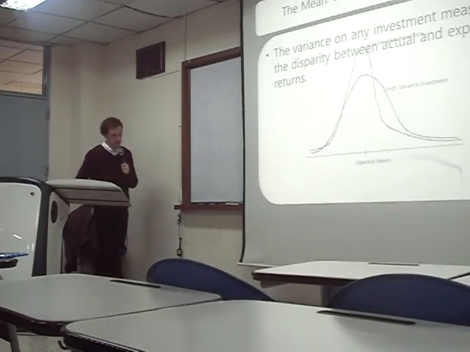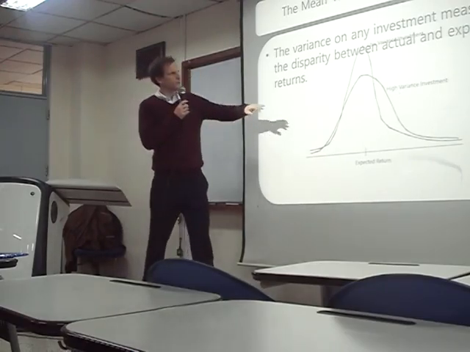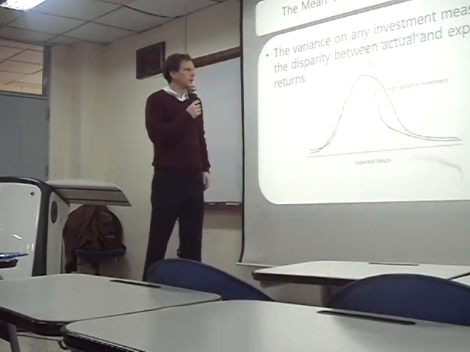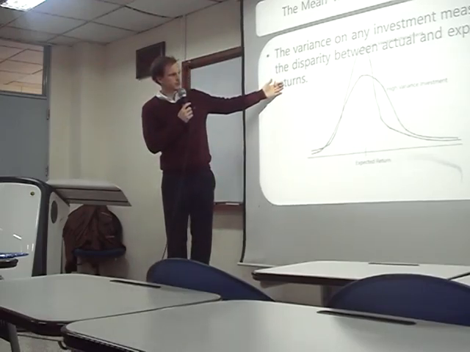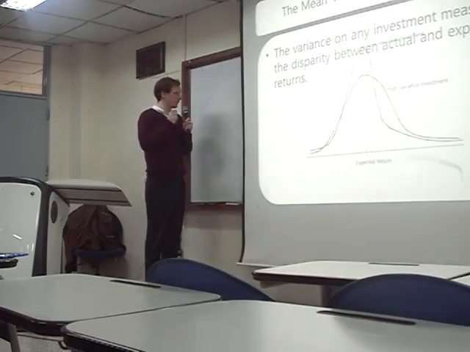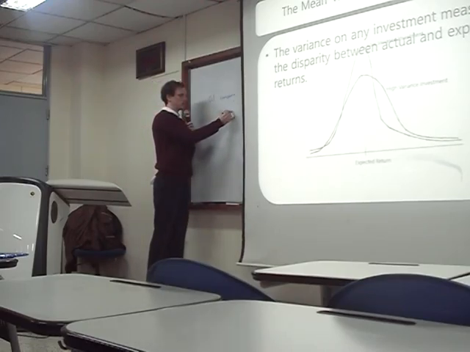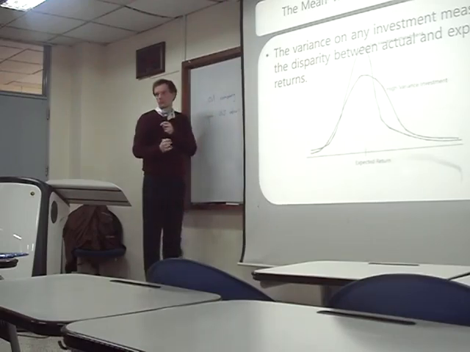So, if we look at this graph here, we can see we have two different investments here. Low variance investment and high variance investment. Okay? So, we can look at the difference between actual and expected returns on any stock. So we talked about before, we have the oil company, right? The oil company is looking for oil, very risky, okay? So we expect next year 50% return, we expect, okay? But is that going to happen?